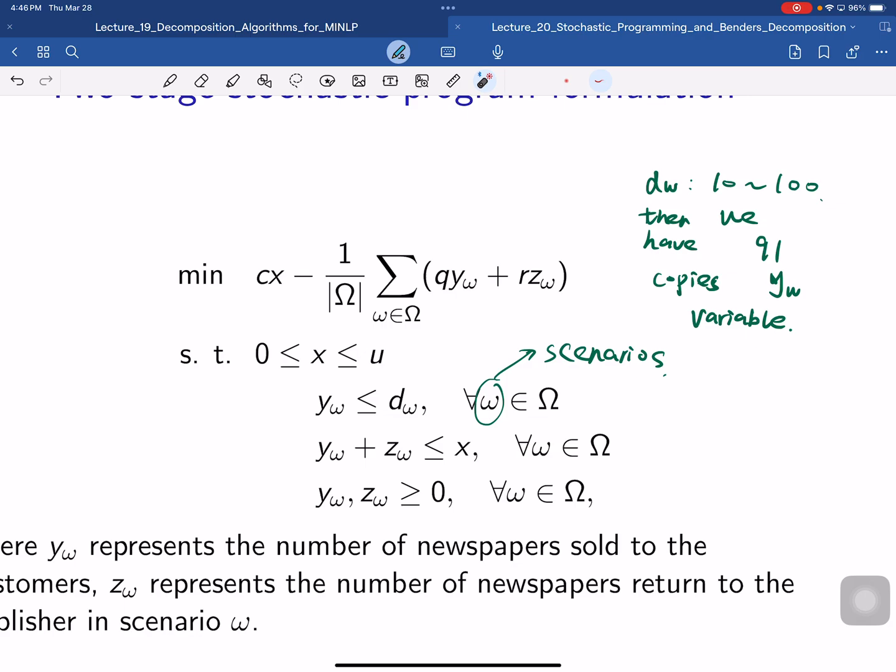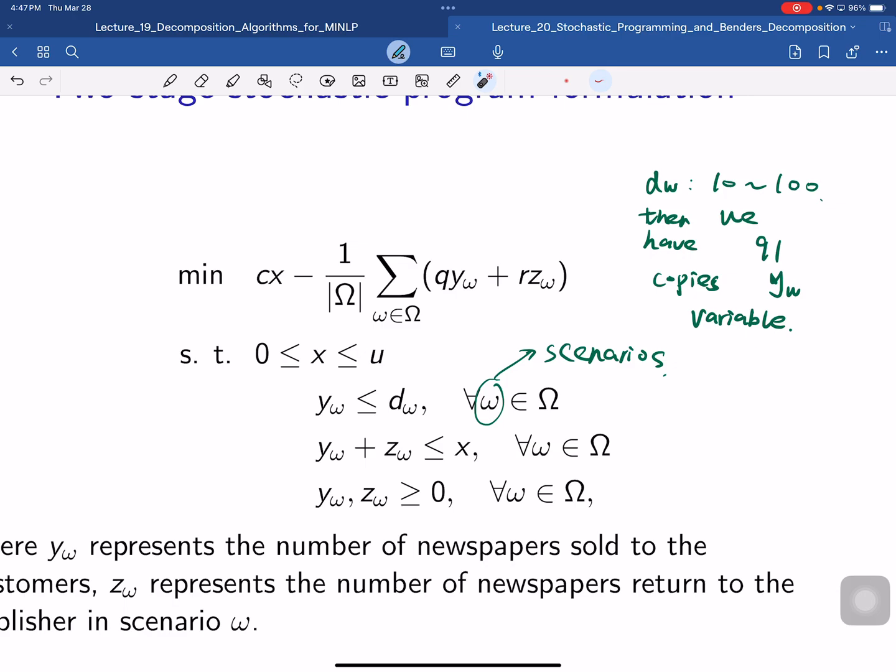So for each omega, does your x keep changing? No, because you have to be committed to buy the newspapers. You don't have a perfect forecast. That's a key point in this type of problem. You have to first commit to buy this number of newspapers, and then you go to sell them. So that's why you only have a single X, but you have multiple Y. So the y variables are going to keep changing.